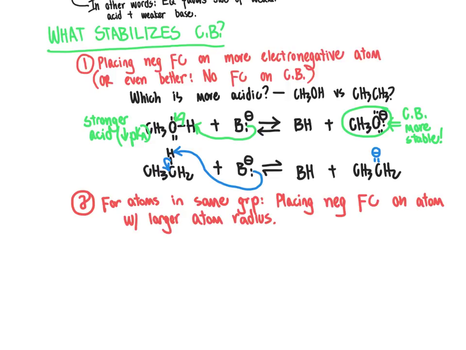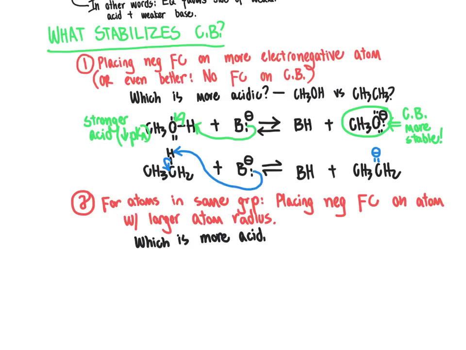If the atoms are in different columns, then instead electronegativity from point 1 up top is what you're going to go with. But if they're in the same group, meaning in the same column, place the negative formal charge on the atom with the larger atomic radius to give the most stable conjugate base. So let's do an example of that. And an example that we could look at for that is we could compare the relative acidities of, say, HF and HBr. So we're going to ask the question of which is more acidic, or in other words, which has the lower pKa value.